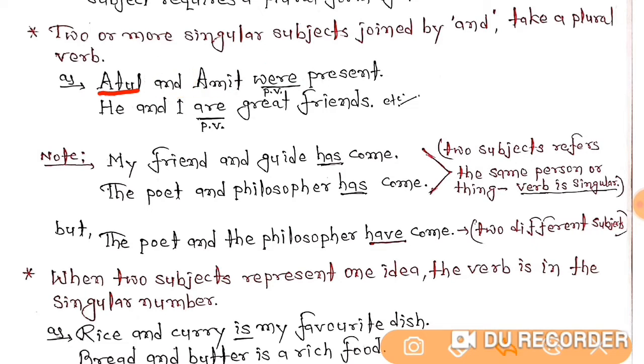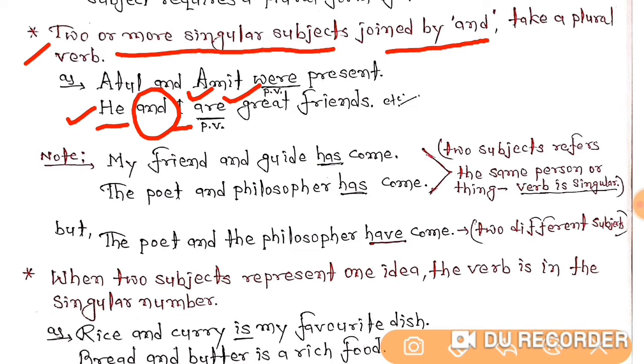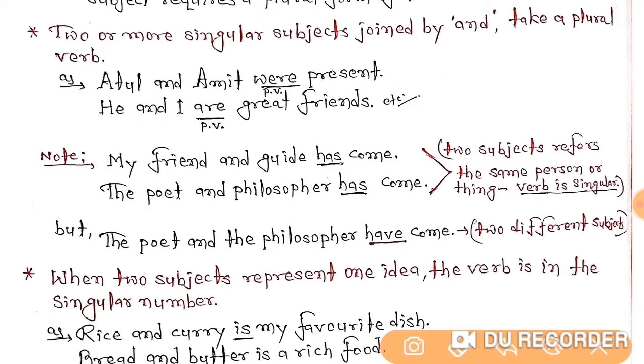The next example tells you he and I. So here too we are having two subjects. One is he, another is I, right? And joined with and. And you can see here I have done plural verb, that is are, right? So the rule tells you two or more singular subjects joined by and, we have to add what? Plural verb. Clear, students? Okay, let's understand its note.